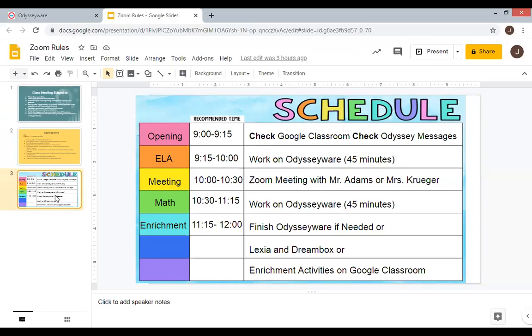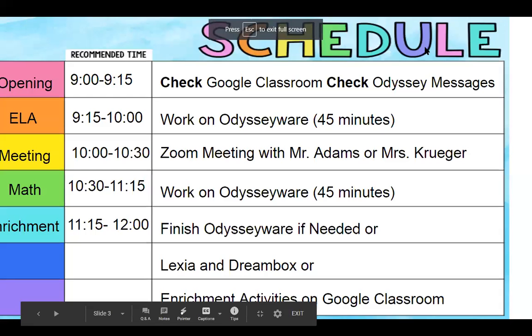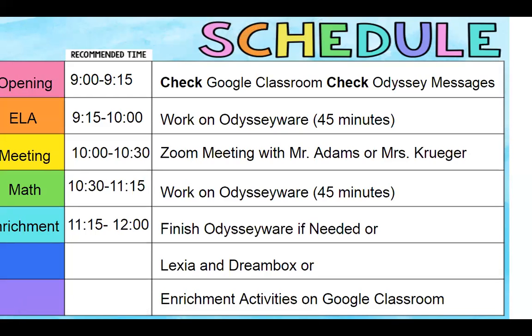So a basic schedule could look like this. From 9 to 9:15, check Google Classroom, check Odyssey messages. From 9:15 to 10 o'clock, work on Odysseyware, maybe do ELA. Then come to our meeting from 10 to 10:30. If you're not coming to the meeting, continue on Odysseyware. Then from 10:30 to 11:15, work on Odysseyware again. And then from 11:15 to 12 o'clock, you can finish Odysseyware if you didn't finish your lessons for the day. You can work on Lexia or Dreambox, or you can do enrichment activities on Google Classroom. And I'm going to show that to you next.